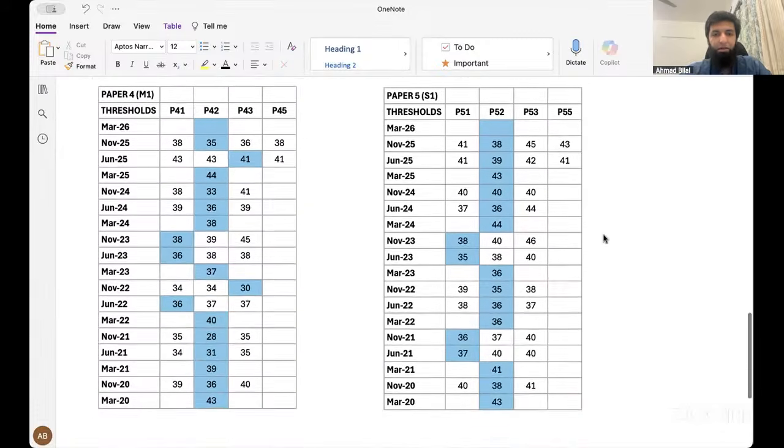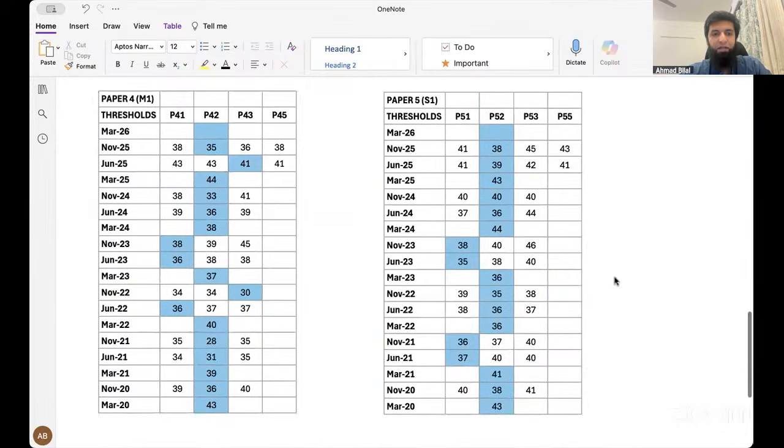And then similarly, we've got these for M1 and S1. Okay, M1 and S1, you can identify the papers that have some of the lowest thresholds here. And if you're aiming for those top grades, make sure that you attempt questions from those papers at least, in addition to the other papers, of course.